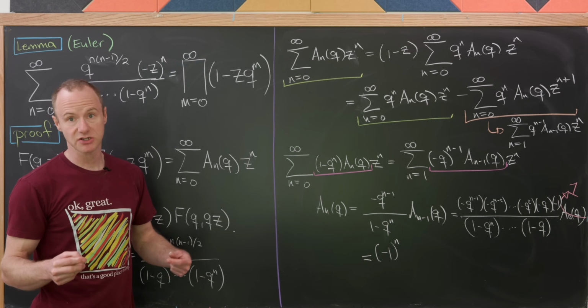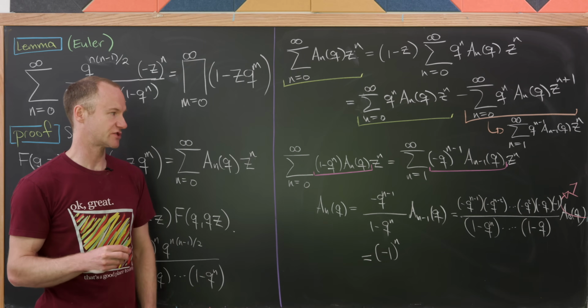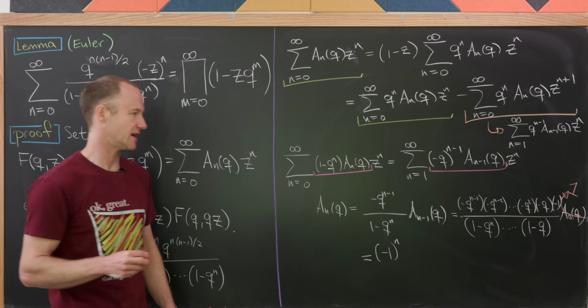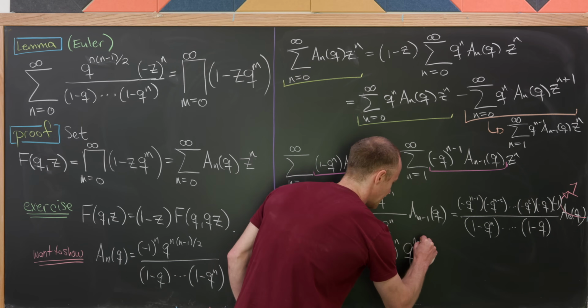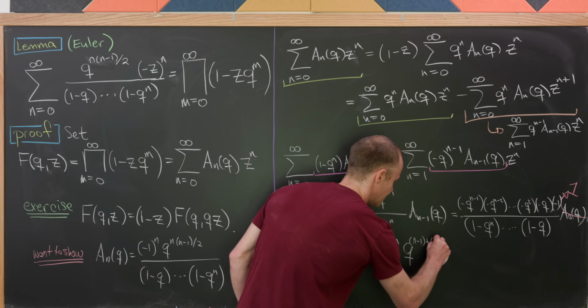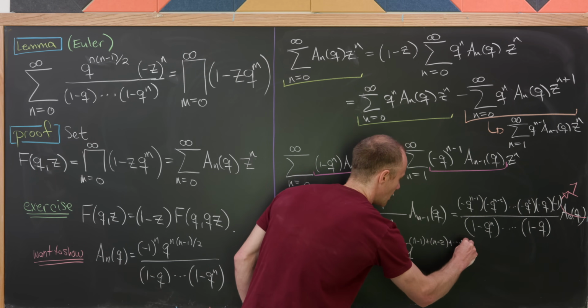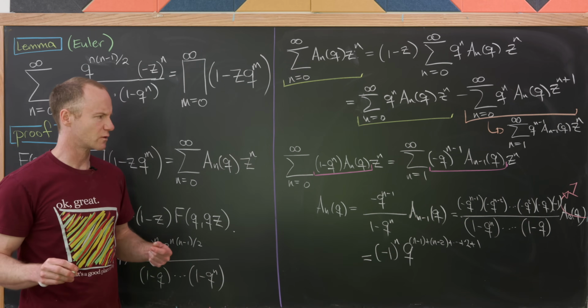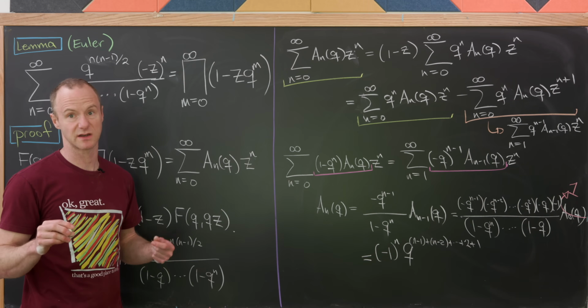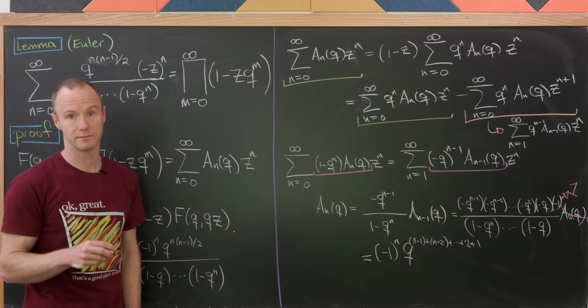So there are n terms in the numerator. Each is attached to a minus sign. That'll give us a minus 1 to the n. And then we'll have q to the n minus 1 plus n minus 2 plus all the way down plus 2 plus 1, just using our rules that take products of things with exponentials to sums.